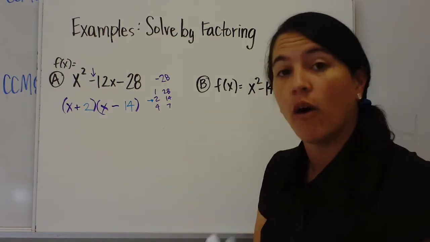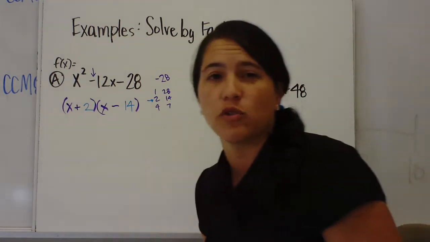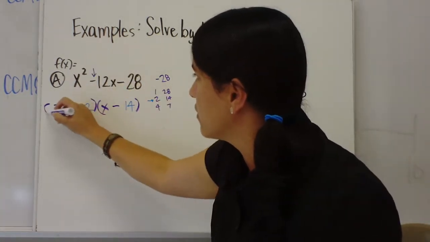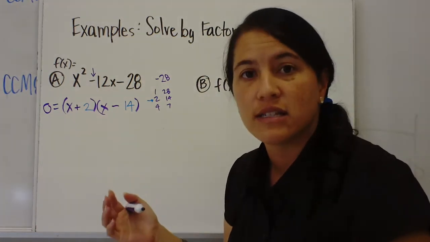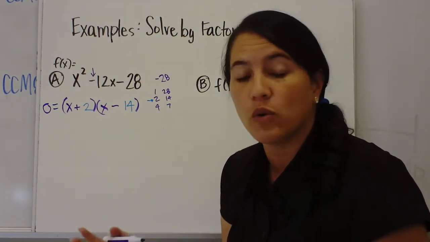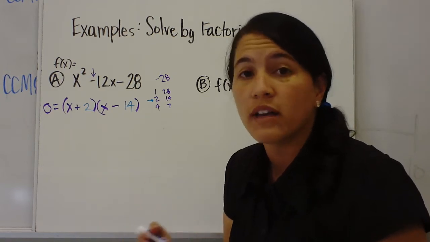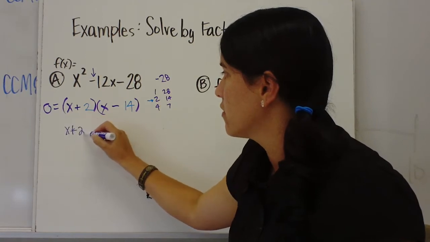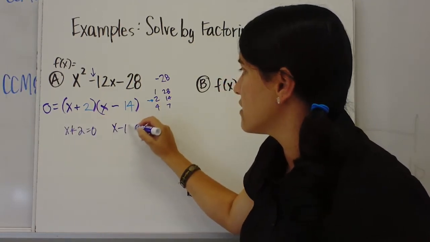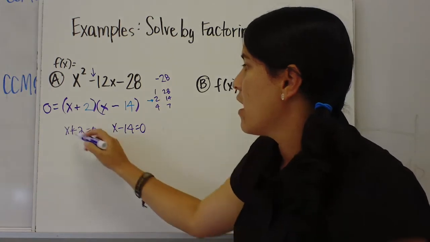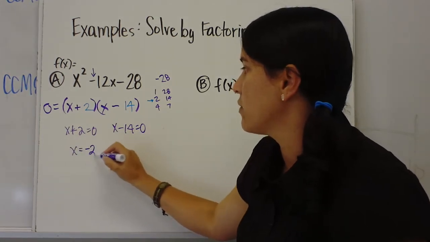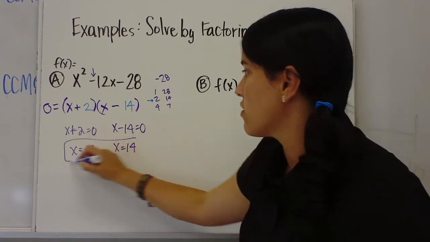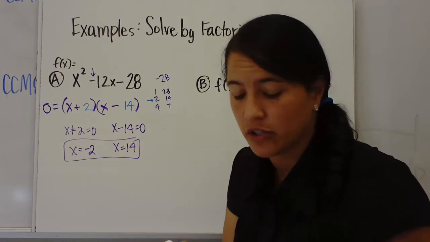So to solve it, to go all the way through the solving process, remember when I just told you we want it to equal 0. So we set this whole thing equal to 0. And the zero product property states that in order for something to multiply to be 0, one of the factors has to be 0. So either this whole thing has to be 0, or this thing has to be 0. If this is 0, then x would equal negative 2. And if this equals 0, then x equals 14. So those are your two solutions, negative 2 and 14.